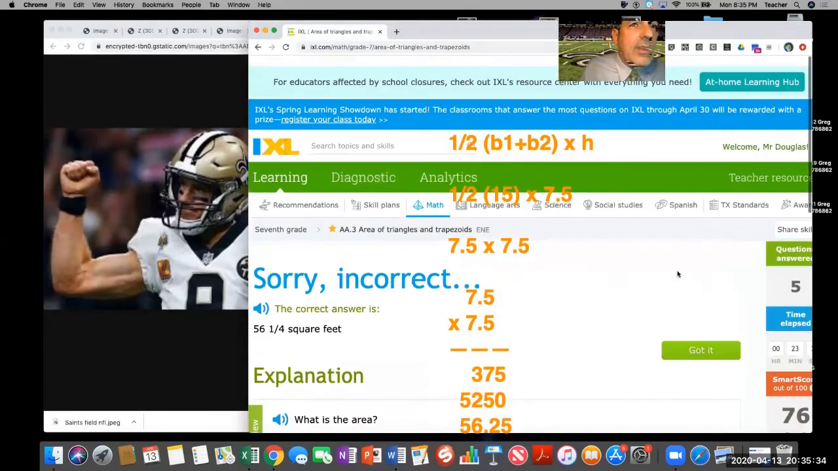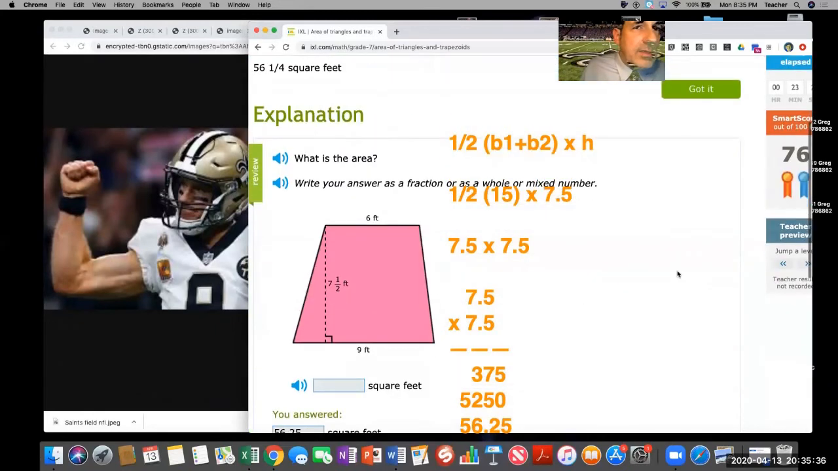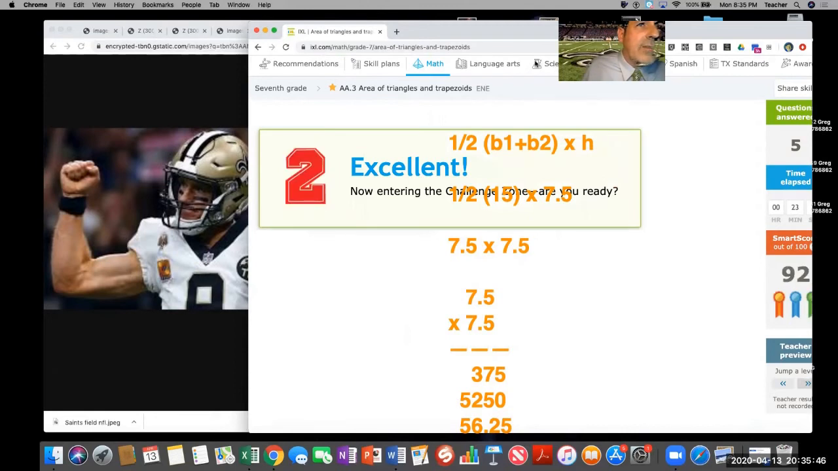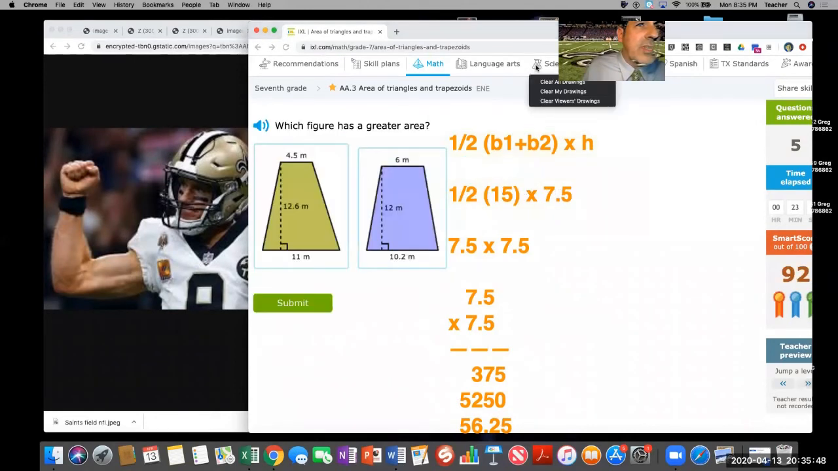All right. So last one, guys. Oh, plus that cost me a level, but I have a jump level button. And here we go. We're at challenge. Let's clear and make sure Mr. Douglas reads the instructions this time.